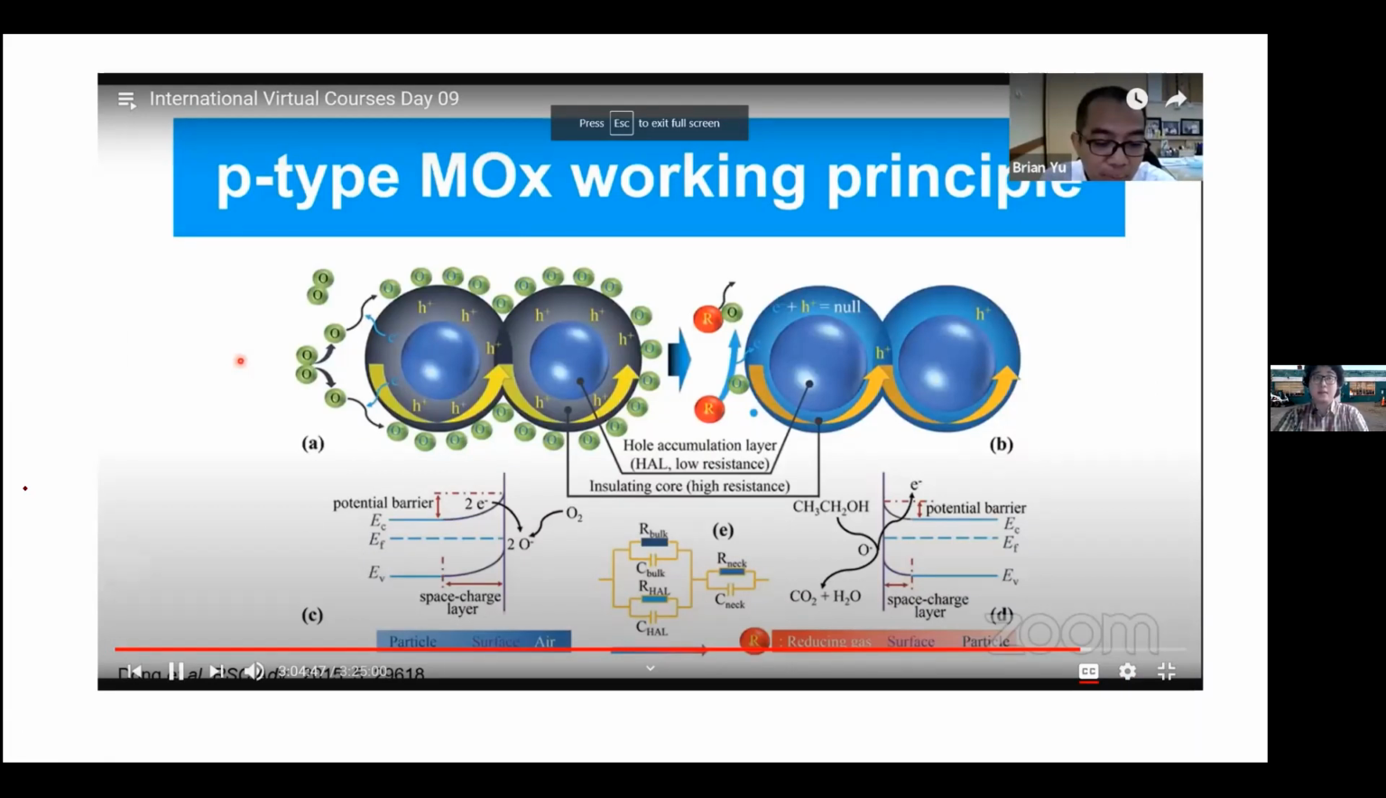While the P-type metal oxide semiconductor has a different mechanism of work. When it is exposed to air or oxygen, the resistance is different compared to when it is exposed to other gases, such as organic gases. It makes the potential barrier increase.